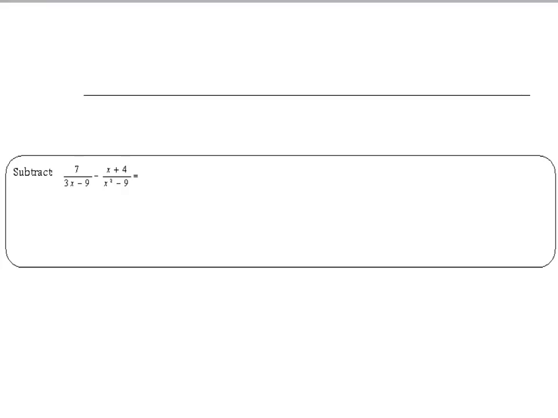Now we're going to do a subtracting problem. And you've got room to write on yours, but mine's kind of running out of space. So I'm going to rewrite these a little bit larger. I'm going to factor out the bottom right now. So 3x and minus 9, I know 3 goes into both of those. So I'm going to take that 3 out, and I'd be left with x minus 3. Minus, in the top here I have x plus 4.